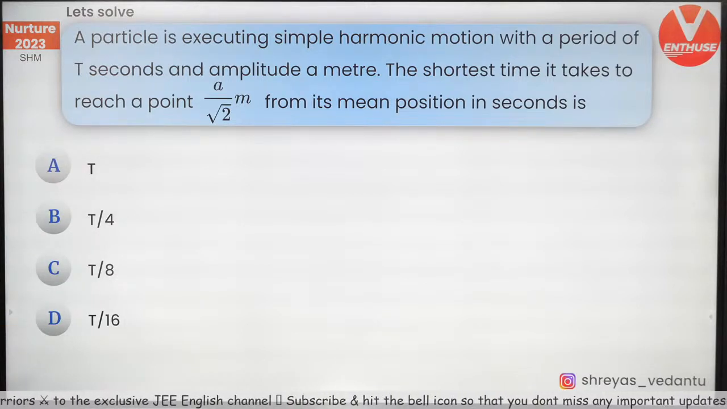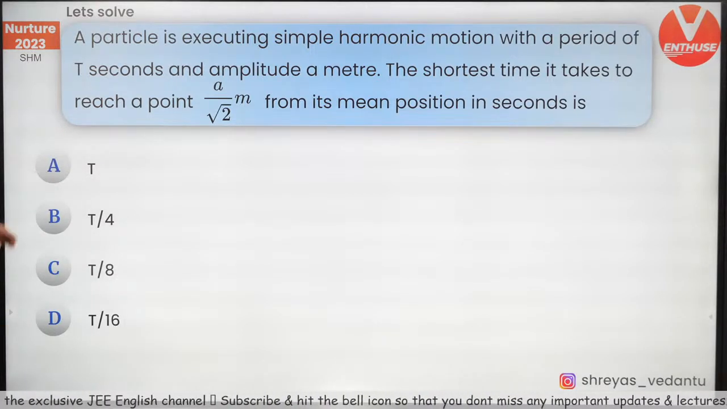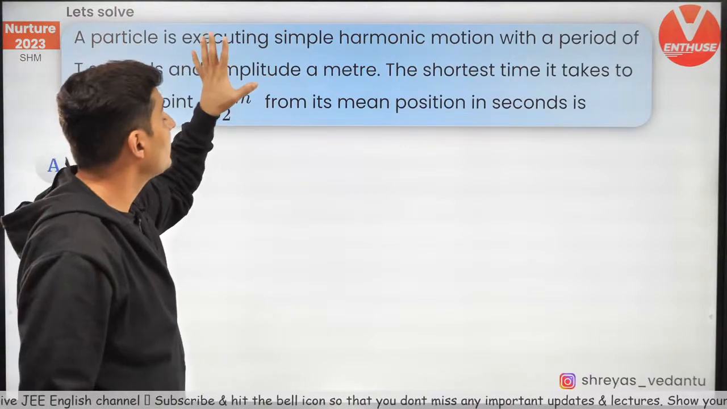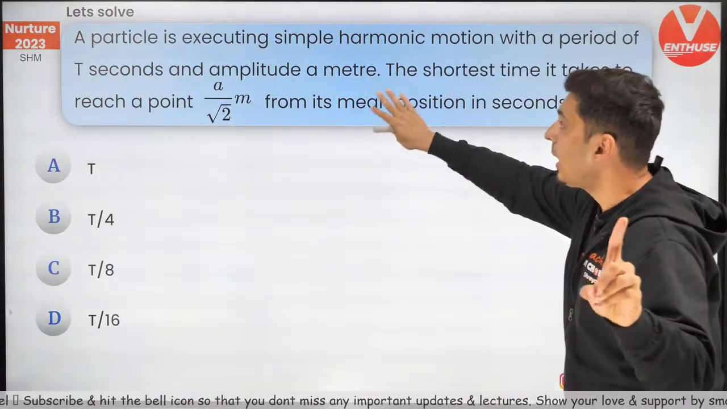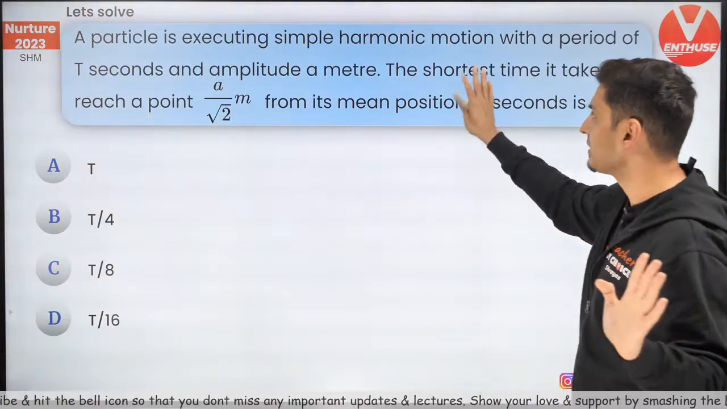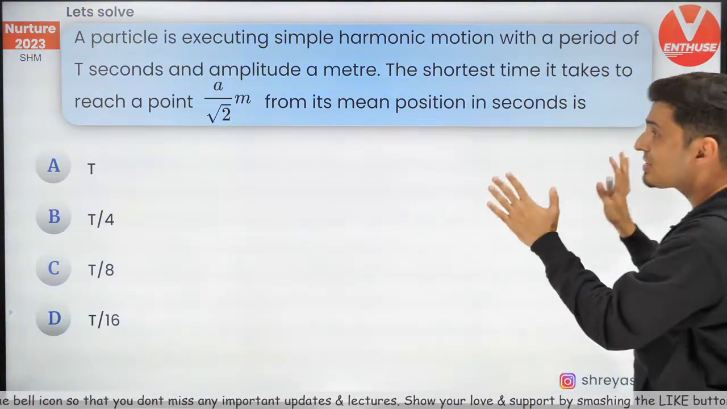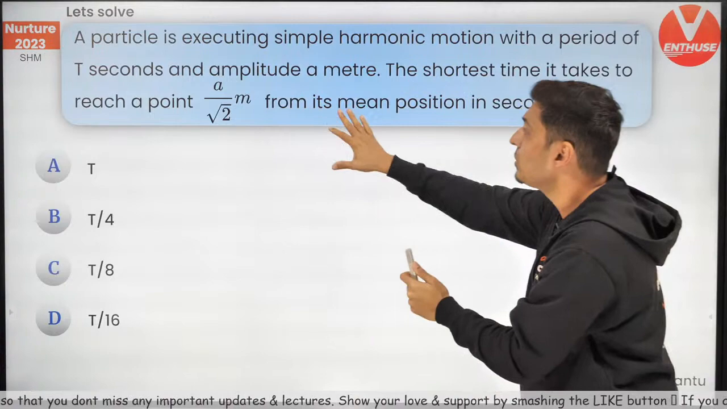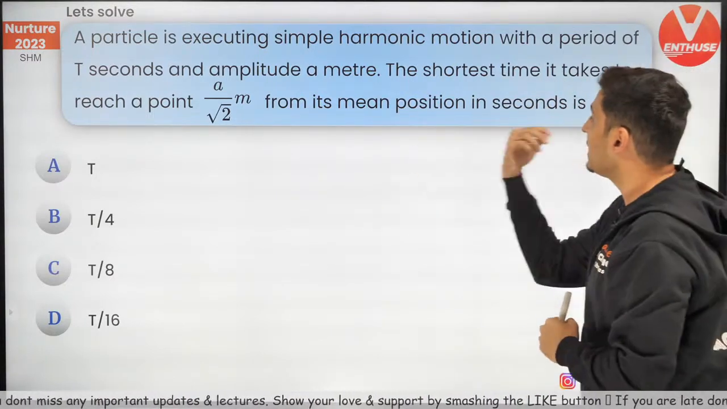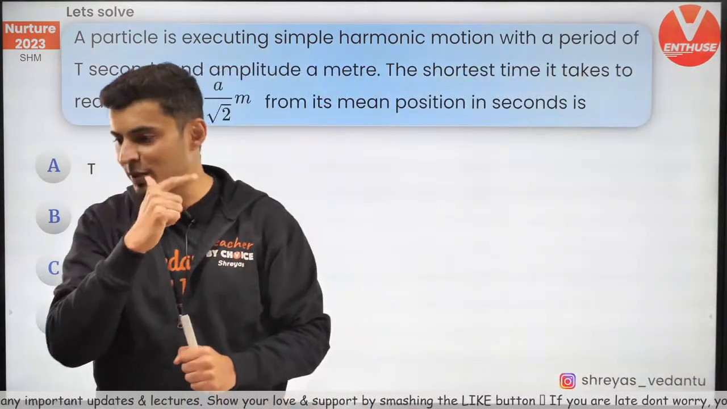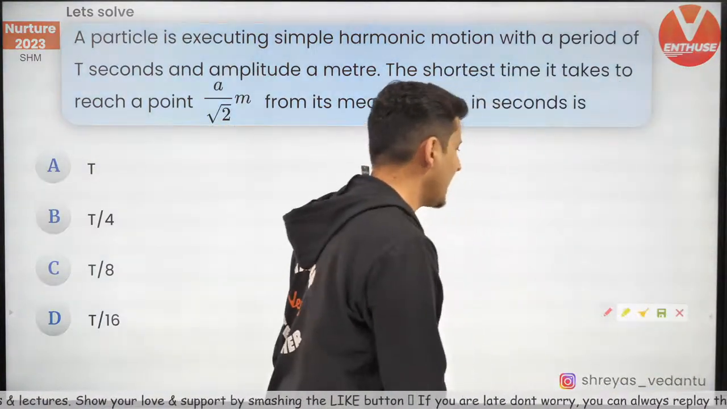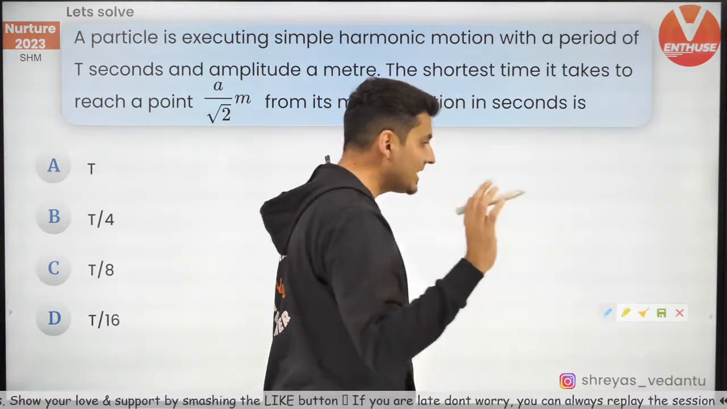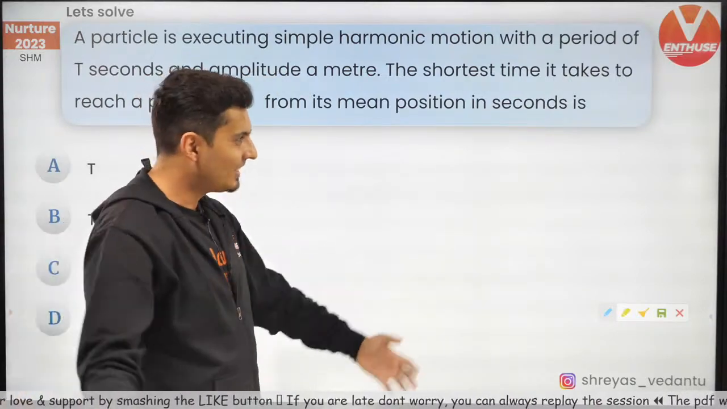Look at this. Again, what do we have over here? There is a particle which is executing SHM with a time period of T seconds. Amplitude is A meters. The shortest time it takes to reach a point which is A by root 2 from its mean position, in seconds, is how much? Let's try to do this. Again, start with phasor diagram. It's going to make life easy. That's why you are attending today's class.